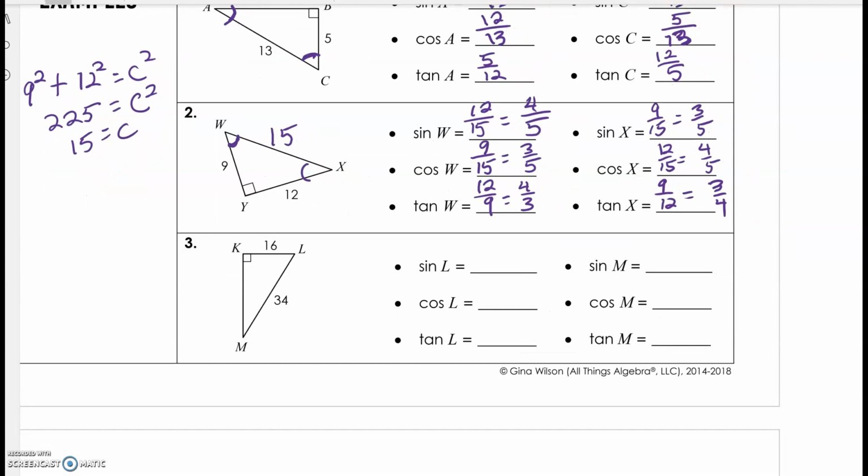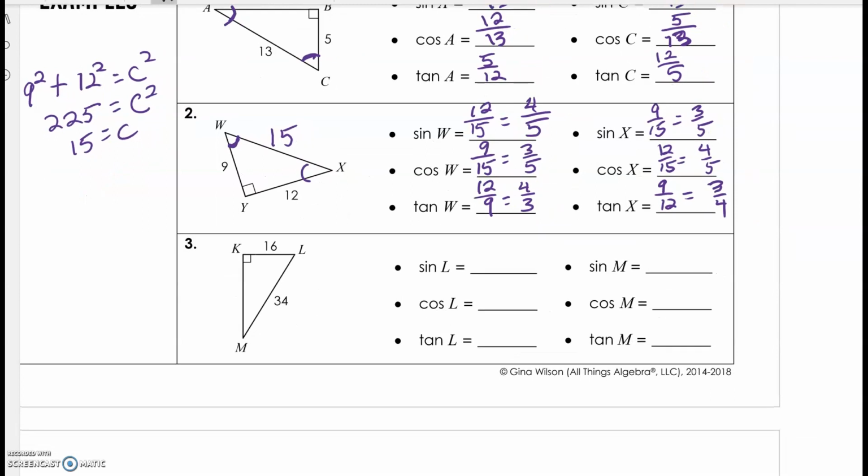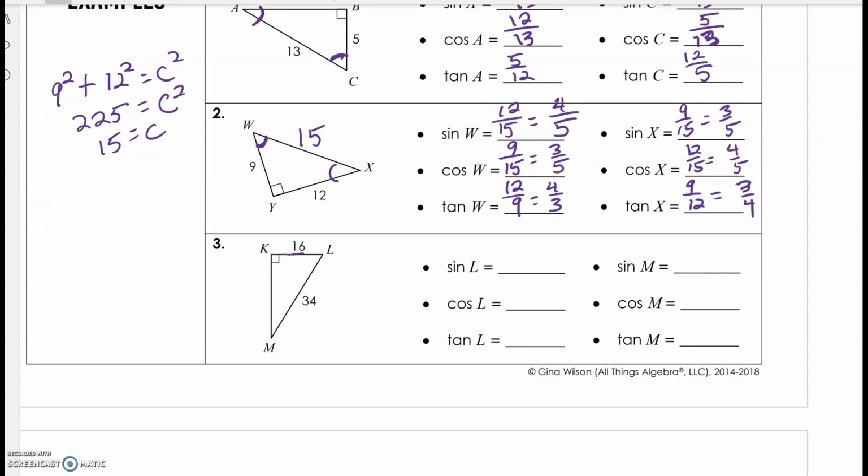All right, so next up we have a triangle that gives us the length of a side and it gives us the hypotenuse. So we would write b squared plus 16 squared equals c squared. I want to show you a trick in a calculator. Oh, whoops, I shouldn't say c squared, I should say 34 squared. Okay, so b squared plus 16 squared equals 34 squared.